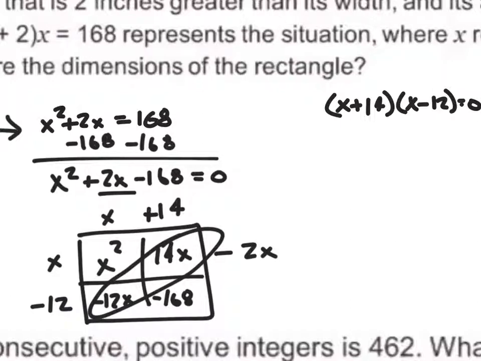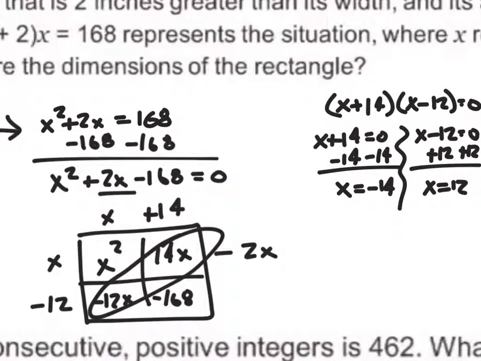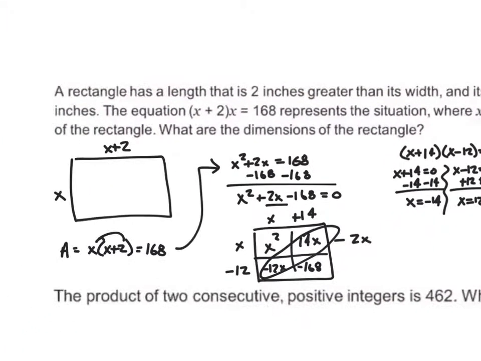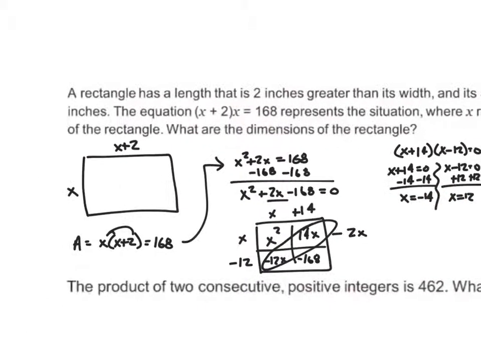Now, if I solve for x here, I've got x plus 14 equals 0. And then x minus 12 is equal to 0. So I'm going to subtract 14 from both sides, and I get that x is equal to negative 14. Here I add 12 to both sides, and I get that x is equal to 12. Now what you're probably wondering is, we got two different answers for x. However, we're looking for this value of x here, which is a distance, and distance is always positive.